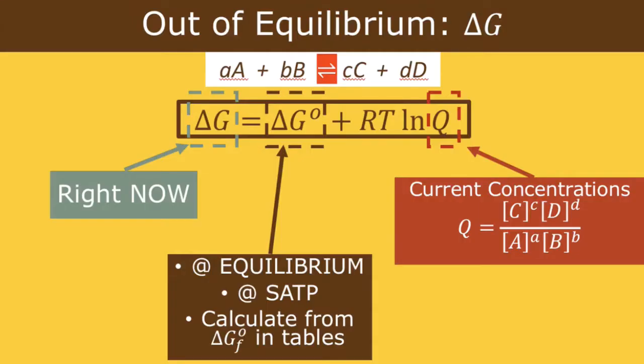Memorizing that if Q is less than KEQ, the reaction shifts to the right, and if Q is greater than KEQ, the reaction shifts to the left, is super useful, but where does this come from?